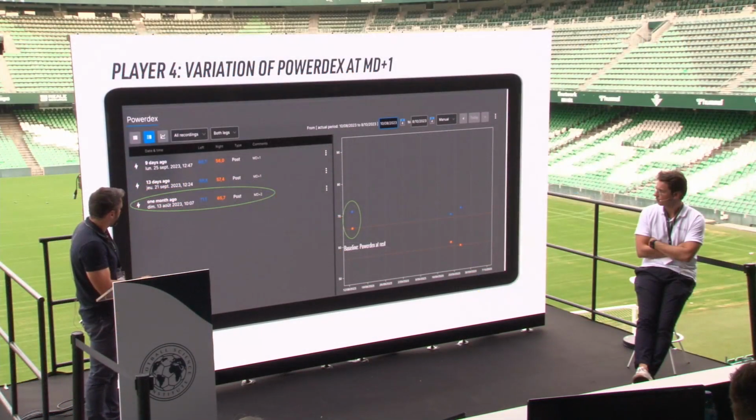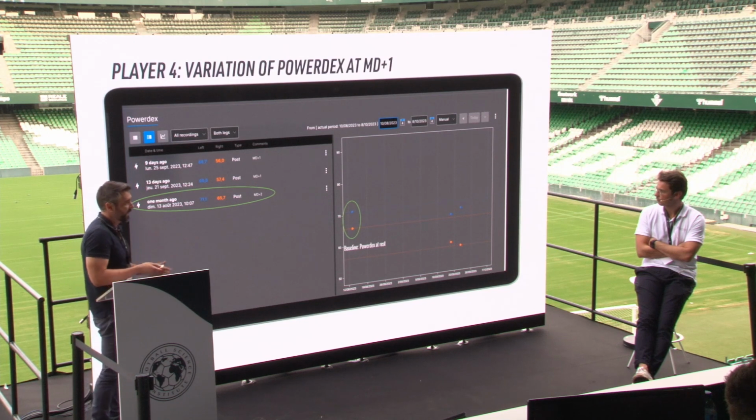The pre-value, you can see, was obtained not after the match, but on match day +2, which was the highest value that we obtained in this athlete. Then we can see that after the first match, he was able to recover almost completely in the left leg, but he did not recover in the right leg. And the same happened 4 days after this match, the same pattern.